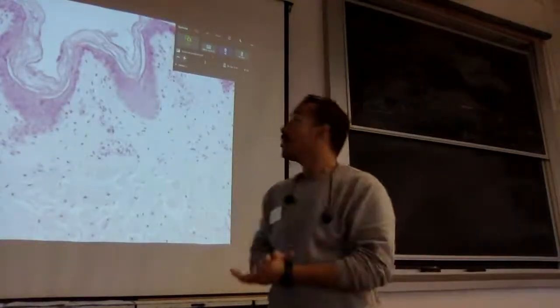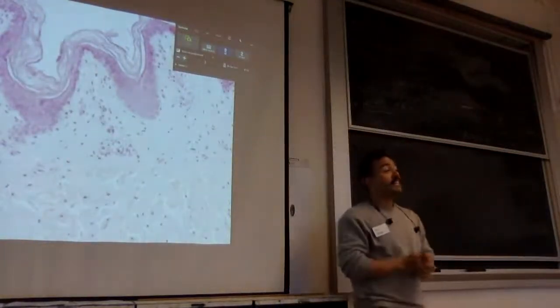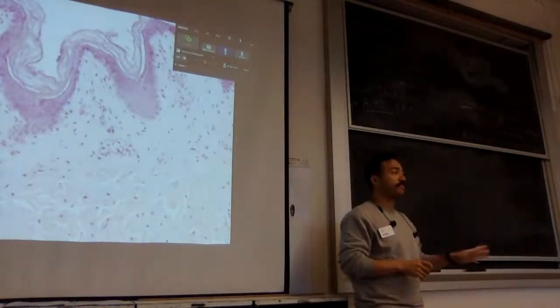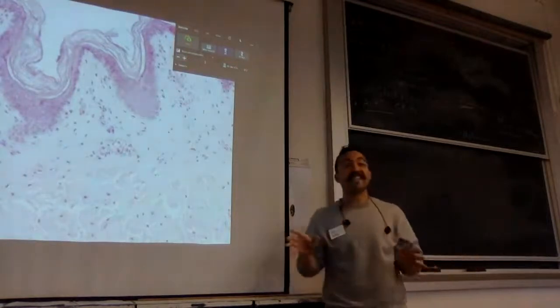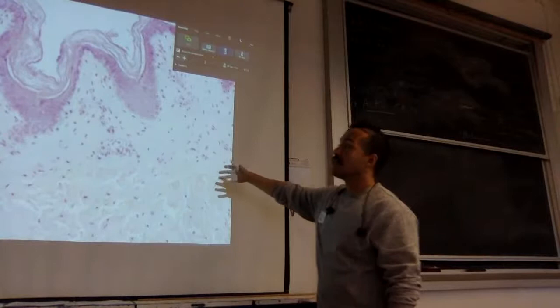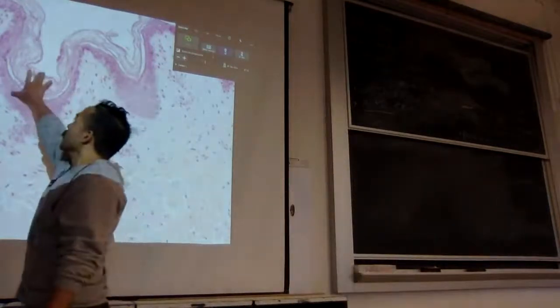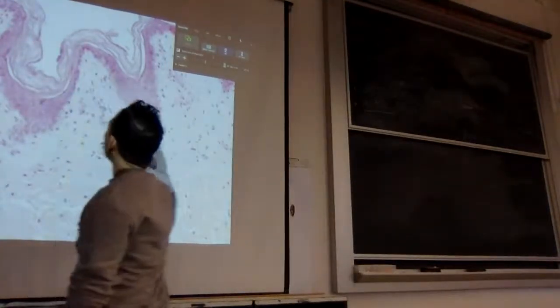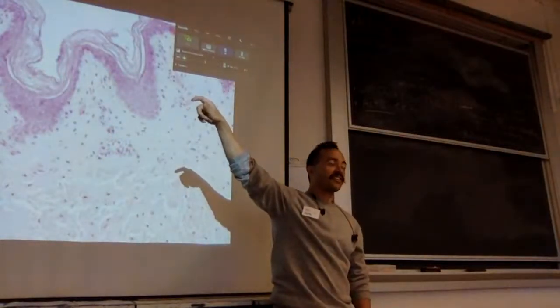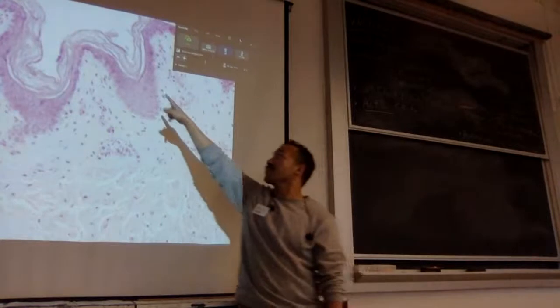So, we're talking about connective tissue now. We just quickly covered epithelial tissue, one type of tissue. Here's our next type, connective tissue. Shown here is a slide of skin. Once again, what type of epithelium do you see here? Stratified squamous. Be more specific. Keratinized stratified squamous. This is keratinized stratified squamous.